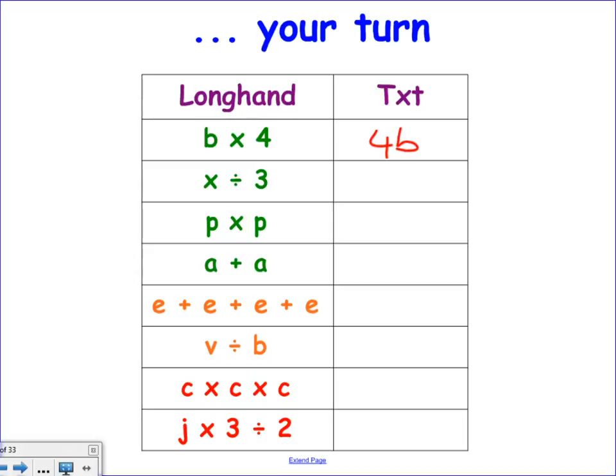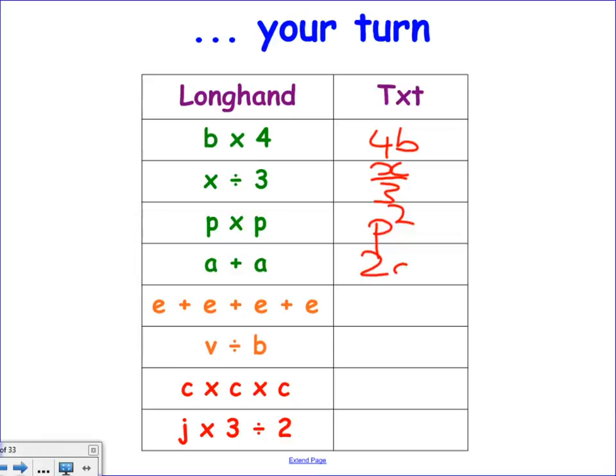Over this side, X divided by 3. X over 3. We're sharing the love today. At the back, P times P. It's P squared. A plus A, back lefties.